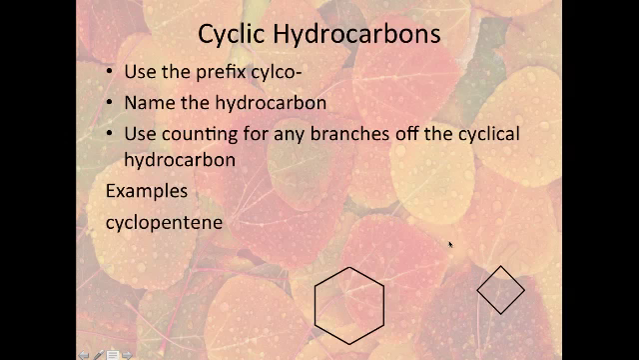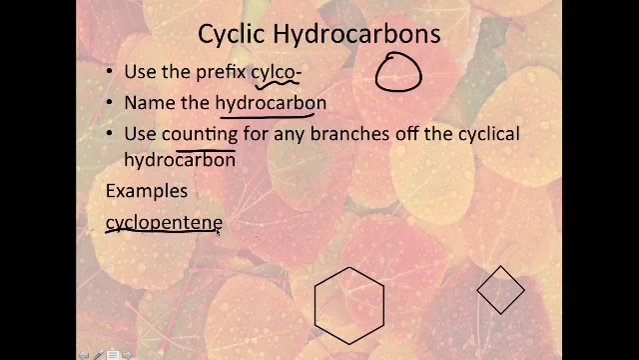Oh, let it spin. Here we go. There's another type of crazy hydrocarbon. It's called a cyclic hydrocarbon, where now we're going to take it and wrap it around itself. We use the prefix cyclo to indicate that it's going in a circle. We name the hydrocarbon based on how many carbons there are, and then we would use counting for anything that's branching off of our cyclical hydrocarbon. So let's start with cyclopentene.